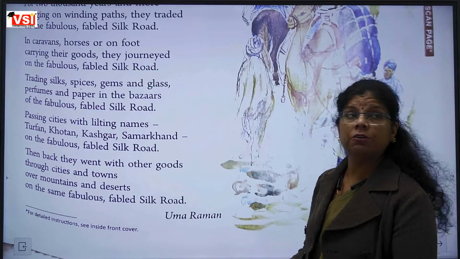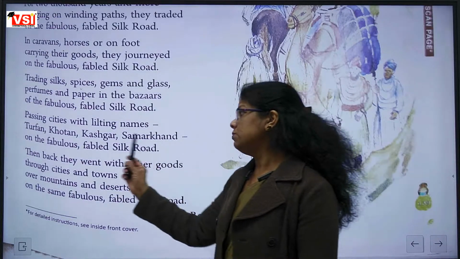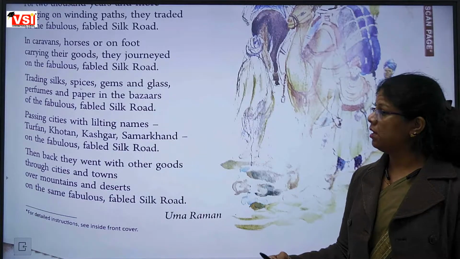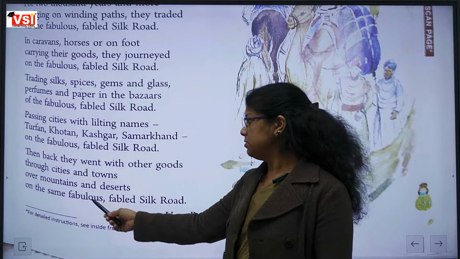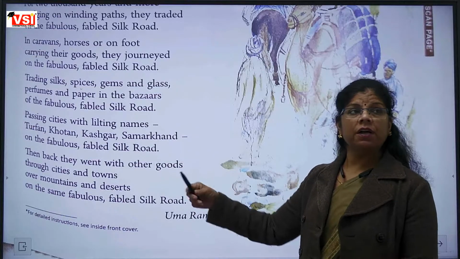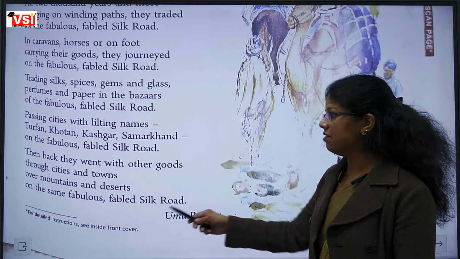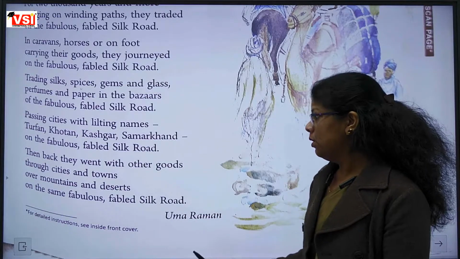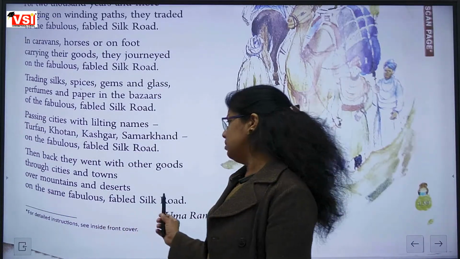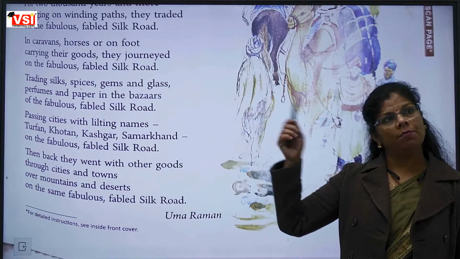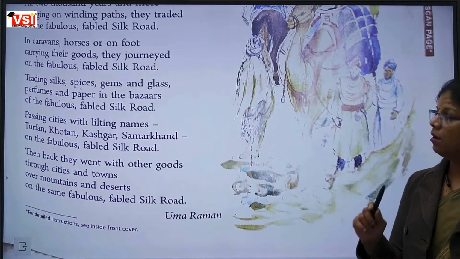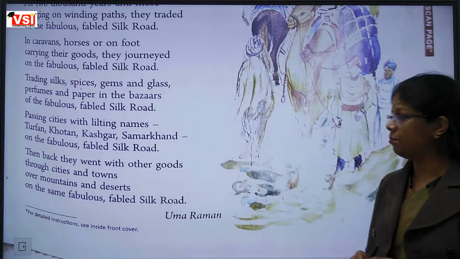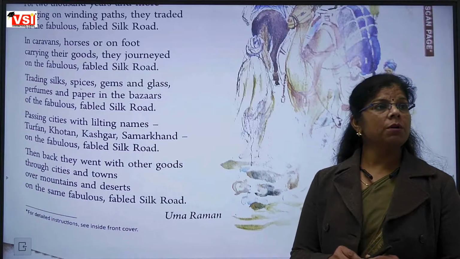They were bringing it to their cities, and through cities and towns, from the different cities that were coming on the way, and over mountains and deserts, over the different mountains and deserts they were covering, which were there on the road, on the same fabled Silk Road. On the same road they were coming back, they were completing their journey on the same fabled Silk Road. So this was all about the poem.